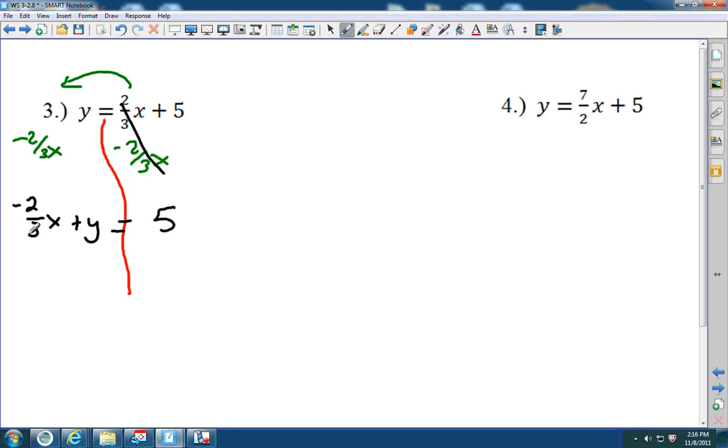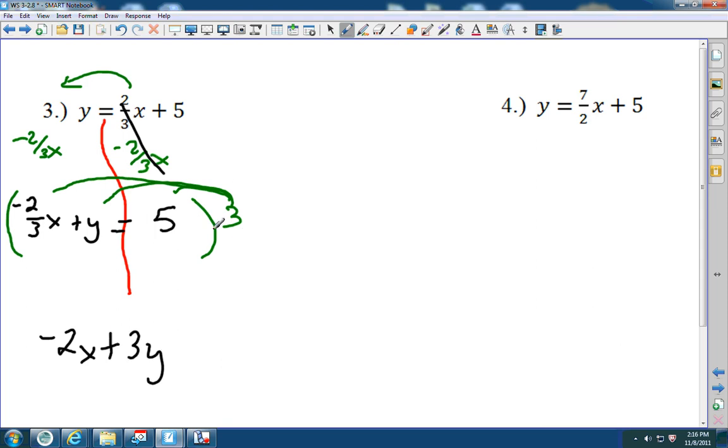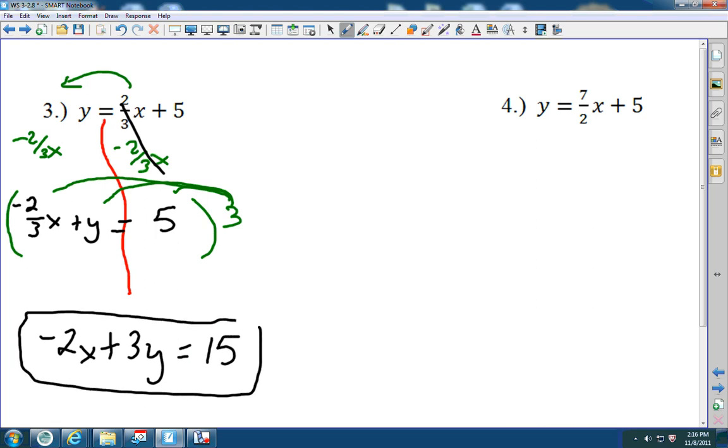Well, that's fine, except I needed integers in all of them. This is the only one with a fraction, so the way to get rid of this 3 is to multiply the entire equation by 3. I'd be doing the distributive property. By taking 3 times negative 2/3, you can put it in the calculator, but it's going to give you negative 2x, 3 times y, plus 3y, 3 times 5, 15. This is your equation in standard form.